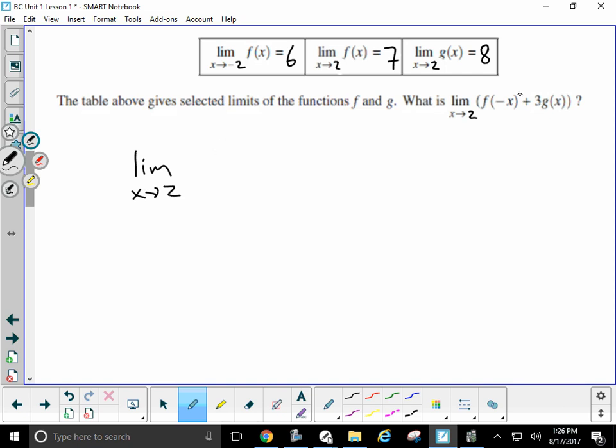So what is the first property I'm going to use? I'm going to split this into 2 because I know I have a plus sign, so I could just take the limit of this piece and then add the limit of this piece. So I'll have the limit as x approaches 2 of f of negative x plus the limit as x approaches 2 of 3g of x.